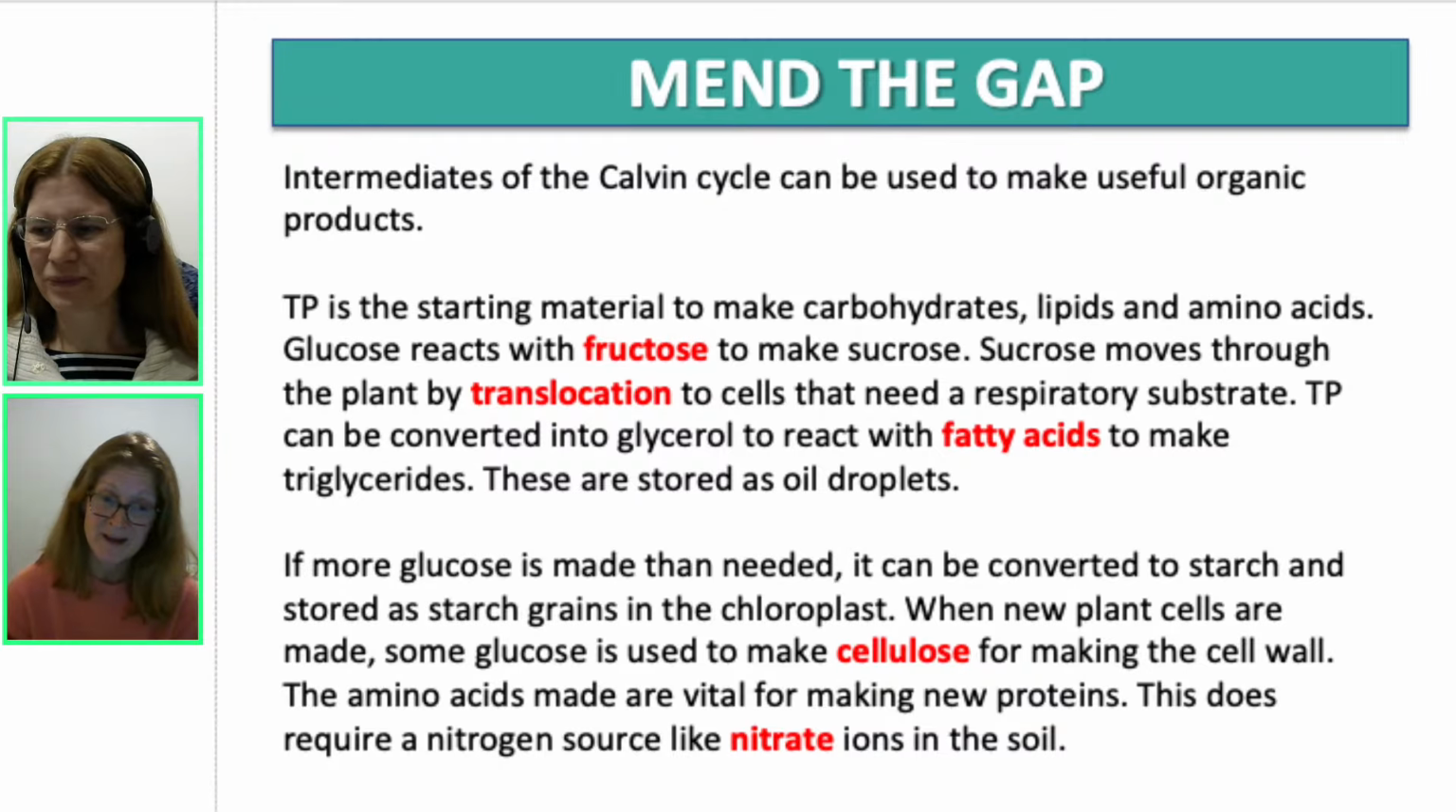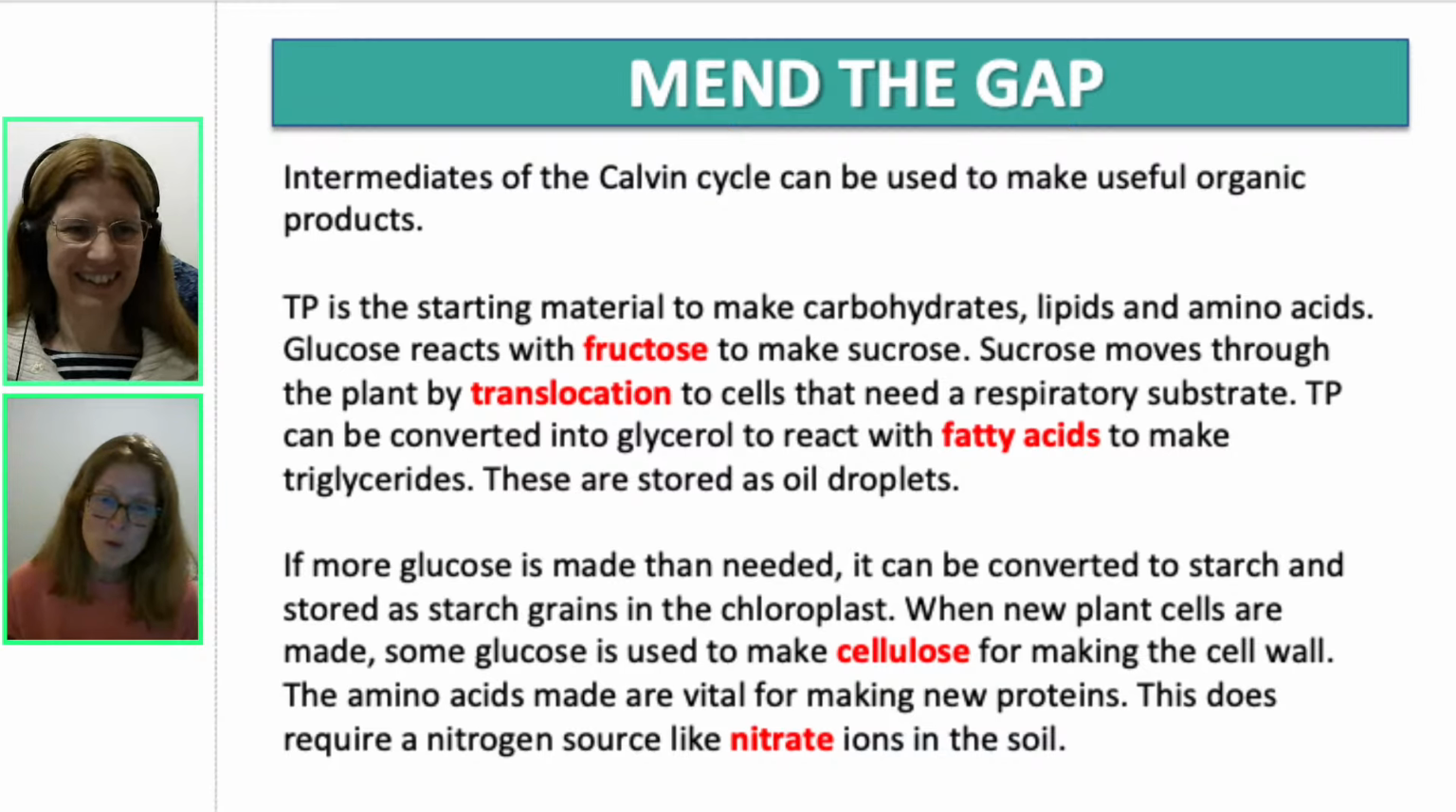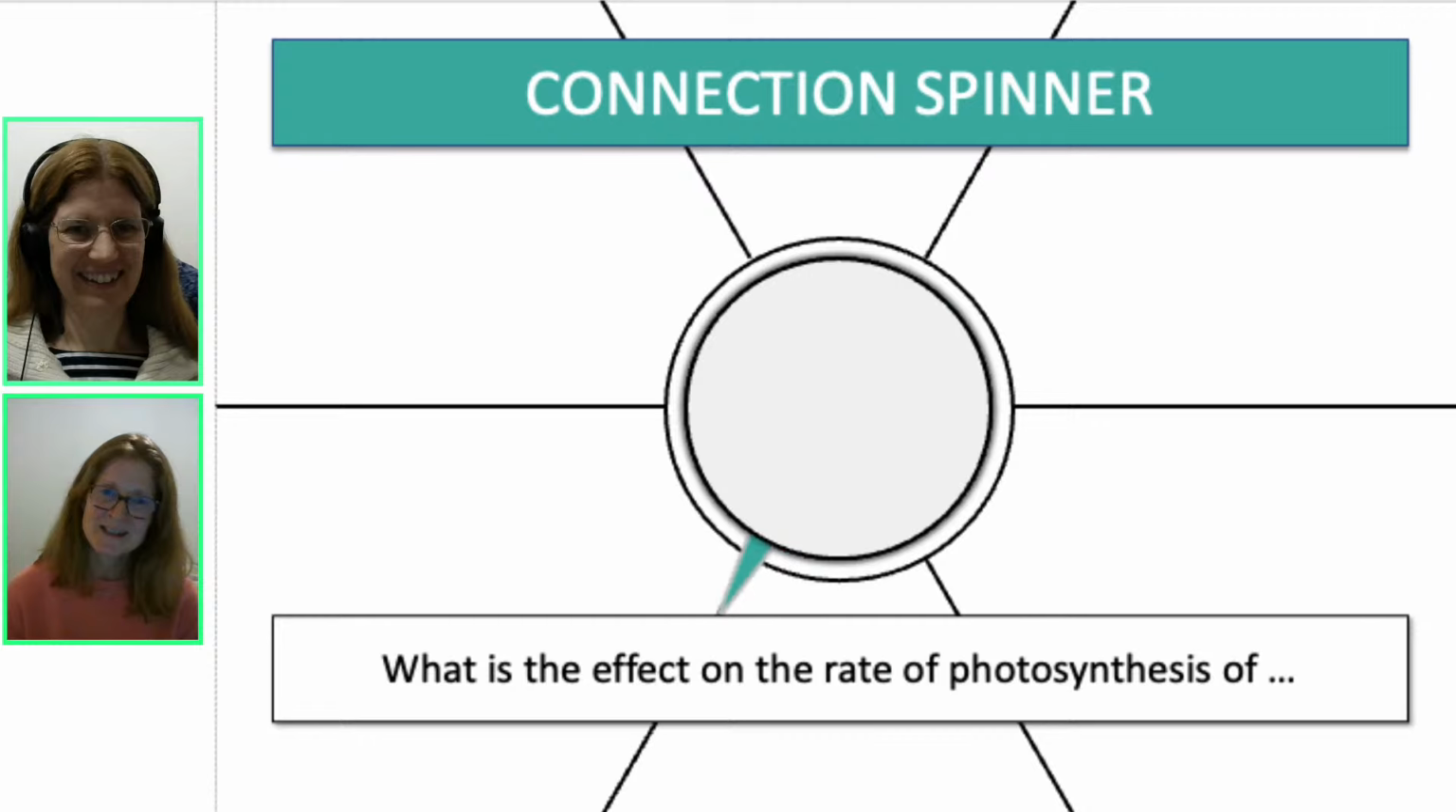And a little tip here, don't talk about nitrogen being in the soil. Yes, we need nitrogen to make the amino acids, but the form it will take in the soil is in the form of nitrate. So make sure you realize that. Don't be writing nitrogen in the soil, because we won't be giving you any marks. All right, well done for that one, and let's move on to our final activity.